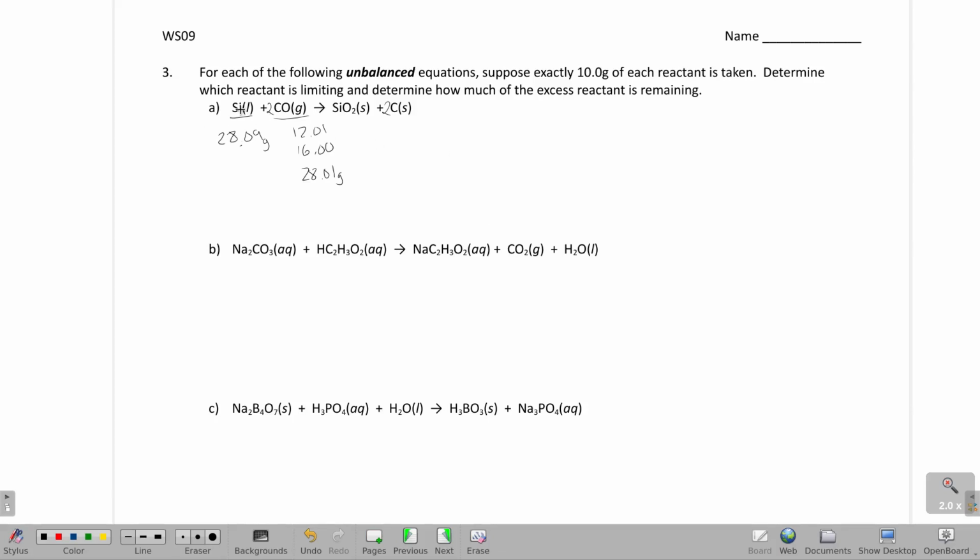Now, we're going to do one calculation. We're going to actually see if the silicon is enough. So we're going to start with the 10 grams of silicon that it describes, and then we will convert that into moles using the molecular weight of silicon. And then we have our conversion factor from the balanced chemical reaction of 1 silicon gives us 2 carbon monoxides. And the last thing we're going to do is use the molecular weight of carbon monoxide to figure out how much carbon monoxide we would actually need.